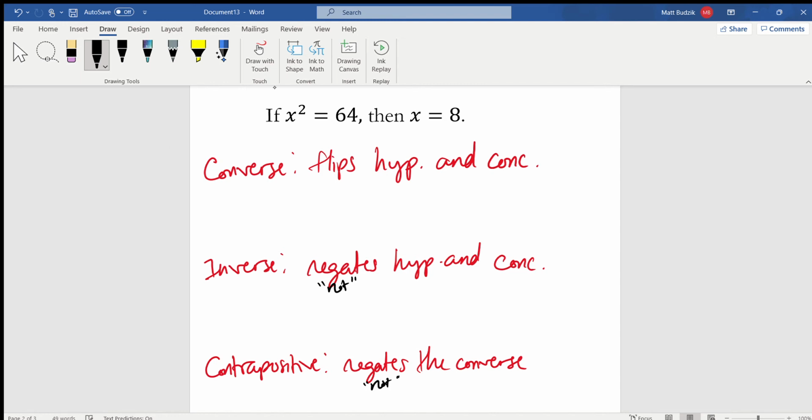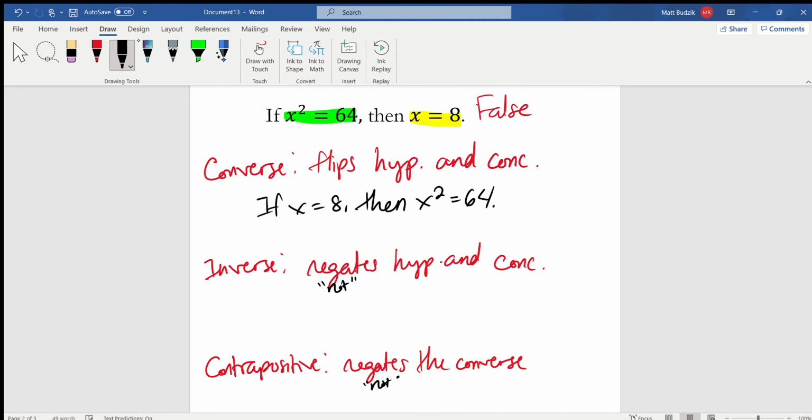So, let's say I have this conditional statement. If x squared equals 64, then x equals 8. We just took a look at this one. So we have this conclusion, x equals 8, this hypothesis, x squared equals 64. Okay? So we determined this original statement to be false. That's what we said. Alright. So if I were to write the converse to this statement, again, the hypothesis and conclusion just flip-flop. So the converse would say, if x equals 8, then x squared equals 64.